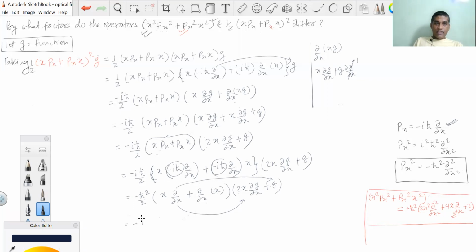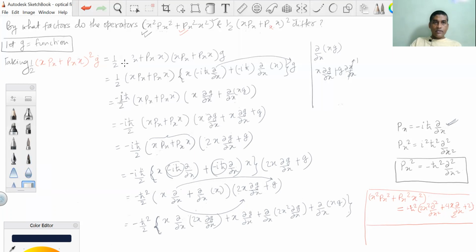So let me simplify and write x, and let me use this bracket. So it is operating on this, and again it will operate on this term. So x del g by del x plus this will operate on this. So we have del by del x, and we have x and this twice x. So this gives us twice x square del g by del x, and again this will operate on this. So plus del by del x, and we have x and g, so xg. So we have this. Clear? So let me write over here. I'm erasing this.